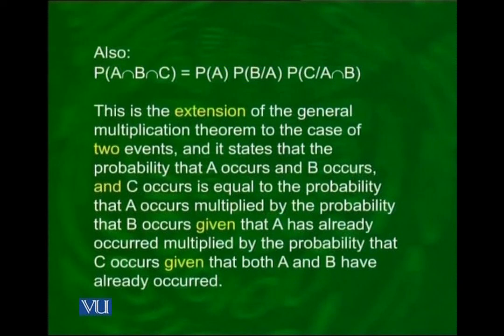Last but not the least, we need to compute probability of A intersection B intersection C. And students, you will be interested to note that this quantity is equal to the probability of A into the probability of B given A into the probability of C given A intersection B. This is the extension of the multiplication theorem for two events, and this can be read as the probability that A occurs and B occurs and C occurs is equal to the probability that A occurs into the probability that B occurs given that A has already occurred into the probability that C occurs given that A and B have already occurred. So, as you can see, it makes reasonable sense.